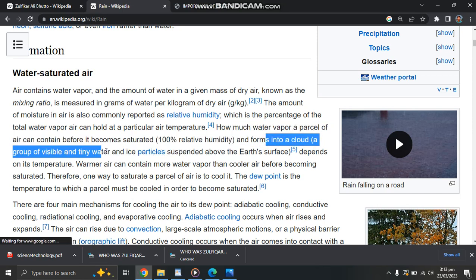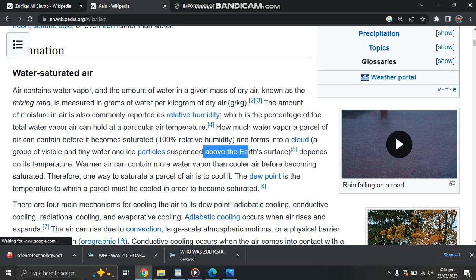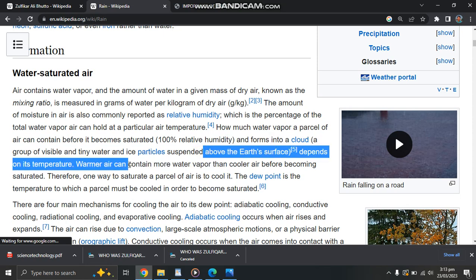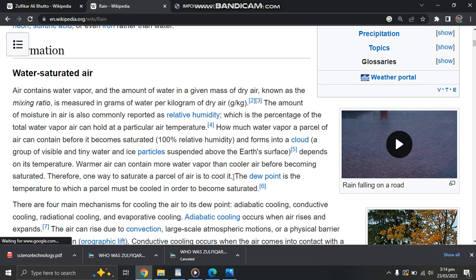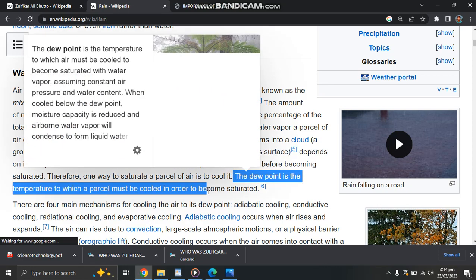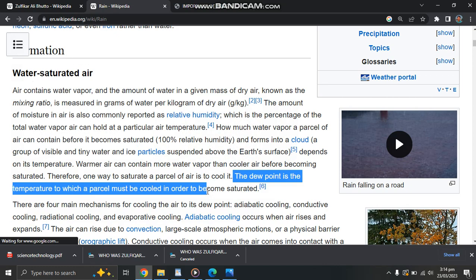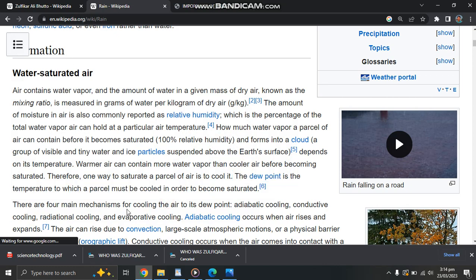Clouds are groups of visible tiny water or ice particles suspended above the Earth's surface. It depends upon temperature: warmer air can contain more water vapor than cooler air before becoming saturated. Therefore, one way to saturate a parcel of air is to cool it. The dew point is the temperature to which a parcel must be cooled in order to become saturated.